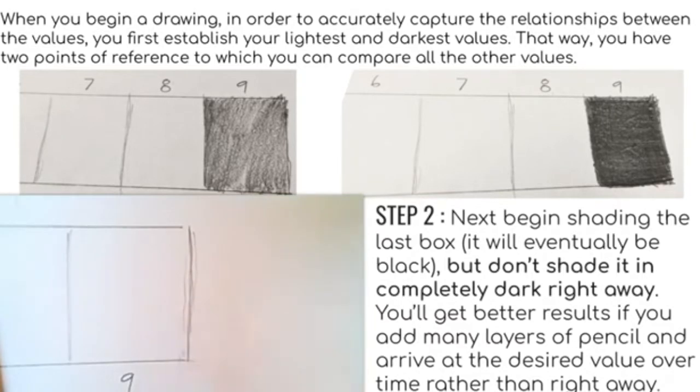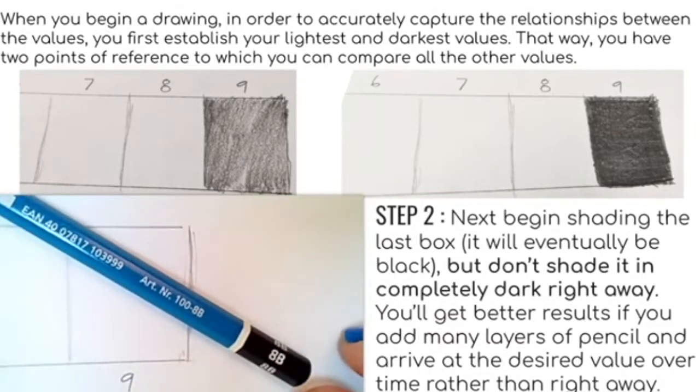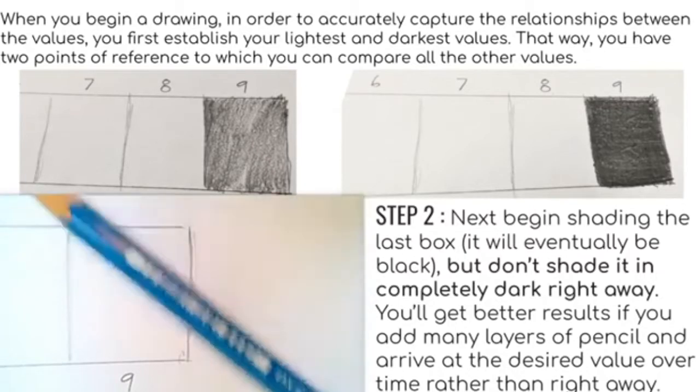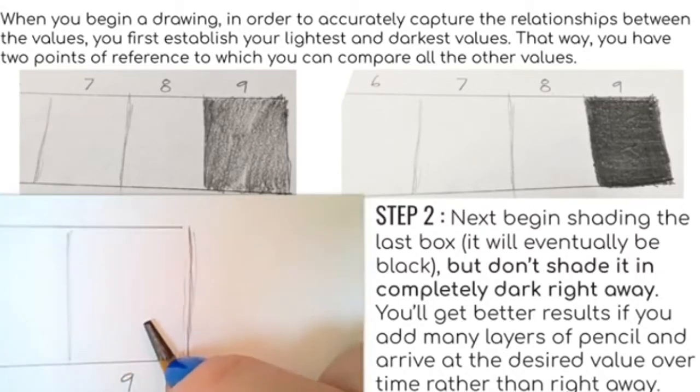As you're shading this 9 value, you guys don't have an 8B. The reason you don't have an 8B is the same reason you don't have a 12H or a 12B. When you get to the extremes of those pencils, the graphite on the inside becomes brittle or soft.